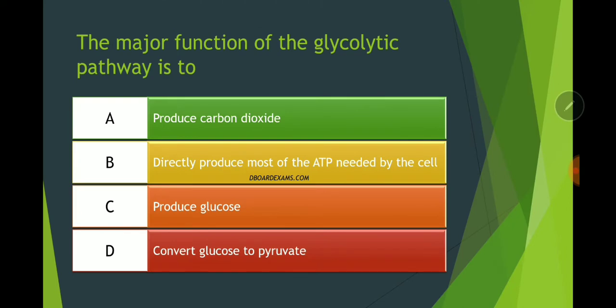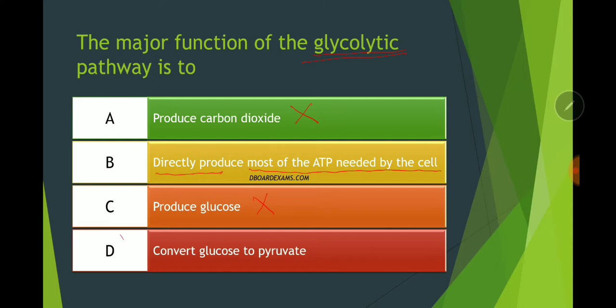So the major function of the glycolytic pathway is to do what? Why do we need glycolysis? So is this to produce carbon dioxide? No. Because remember, the glycolytic pathway does not need oxygen. So carbon dioxide is only produced if you have oxygen. Does it directly produce most of the ATP needed for the cell? No, this is false, because glycolysis only produces a net of 2 ATPs. Does glycolysis produce glucose? No, this is false, because glycolysis actually breaks down glucose.